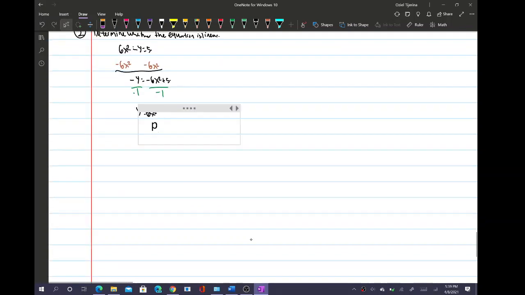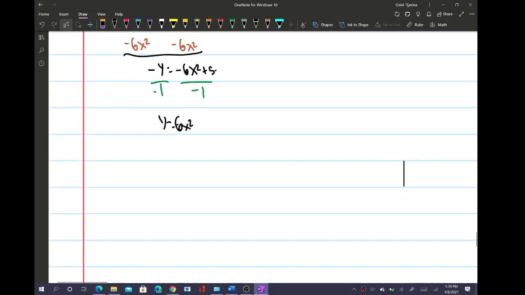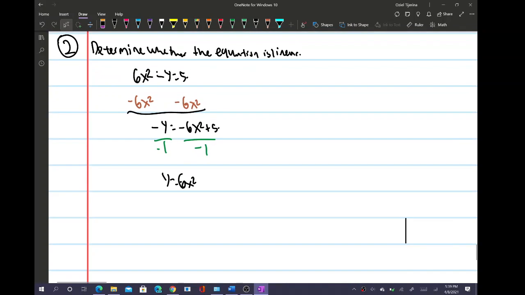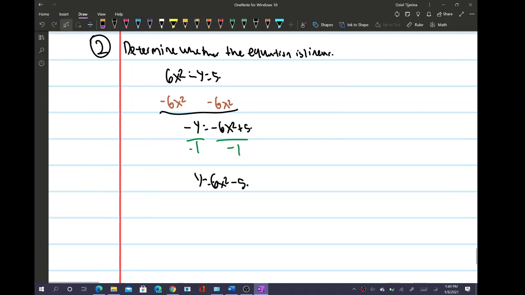Okay, sorry guys. The way that you would do it is, you want to solve for y, right? So you do minus 6x squared on both sides, and then you divide by negative 1, and you get y equals 6x squared minus 5. Now, this is not a linear function.